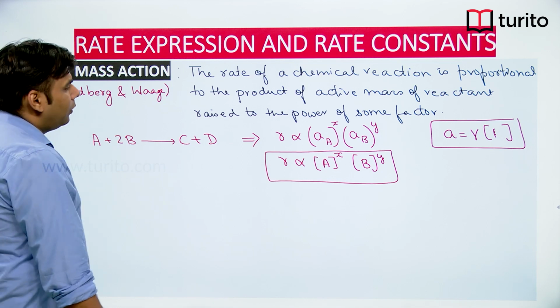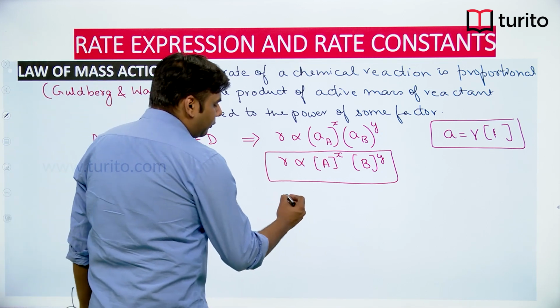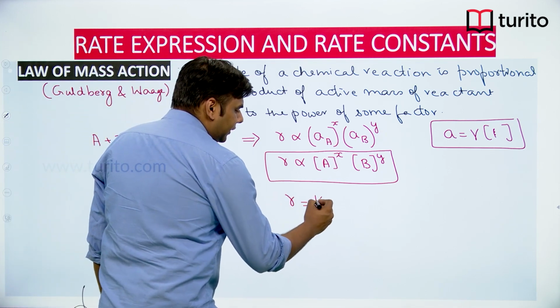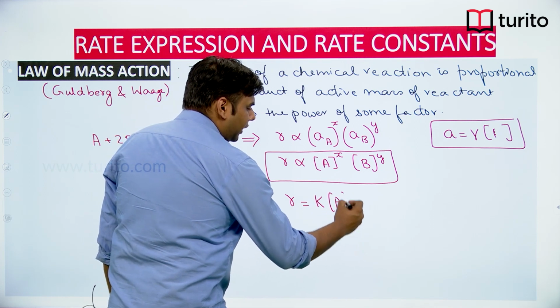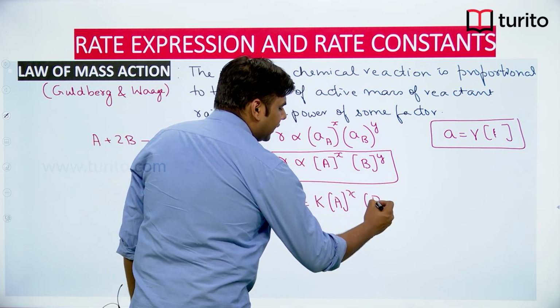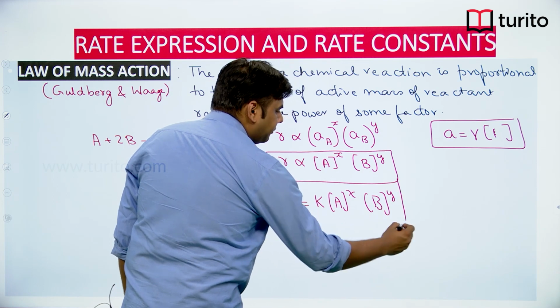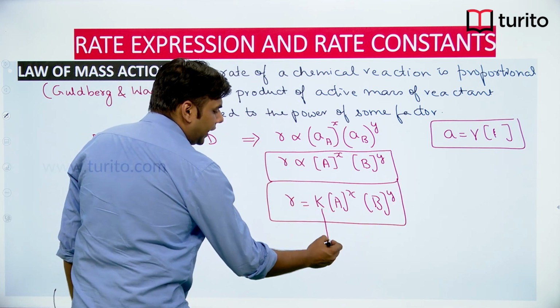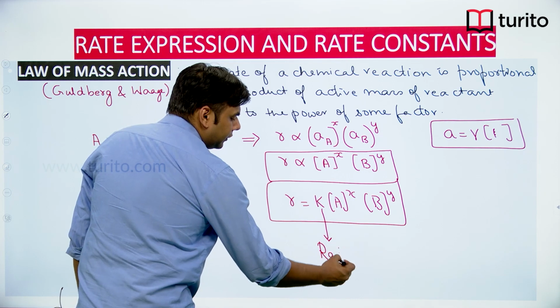So when you remove this proportional sign, we will get a constant K. Now this K is called the rate constant.